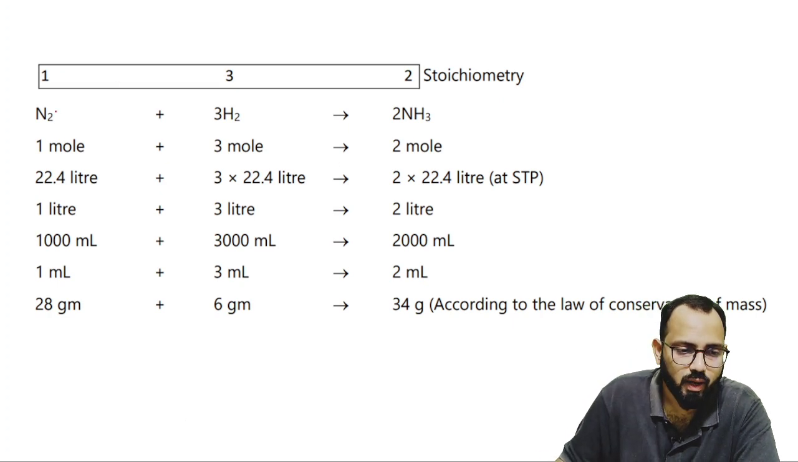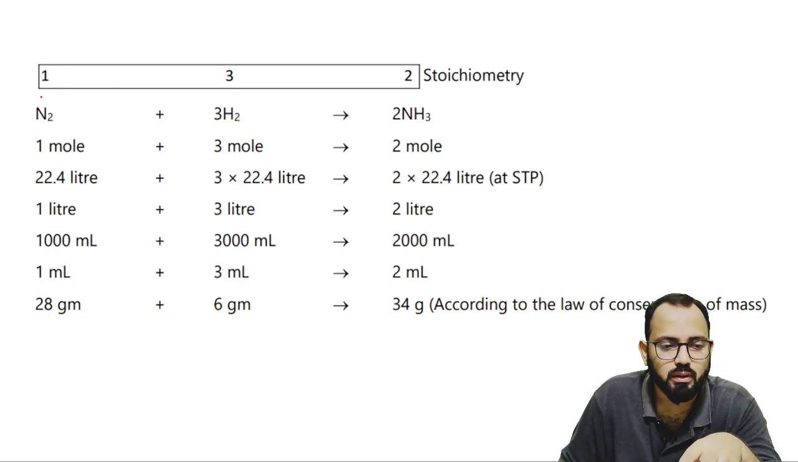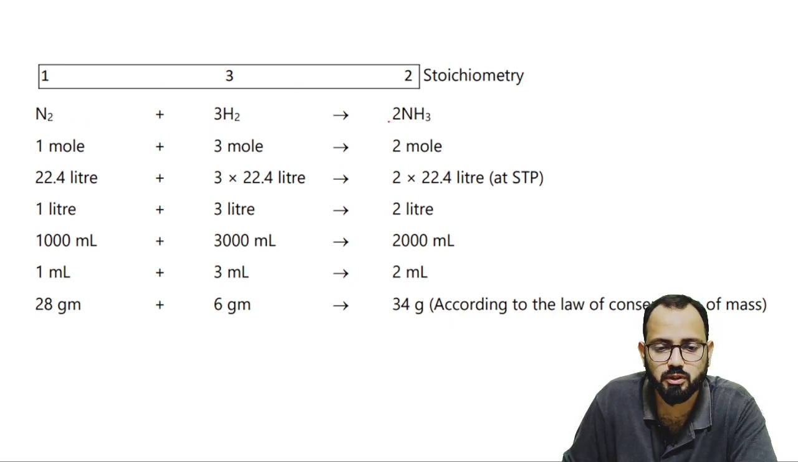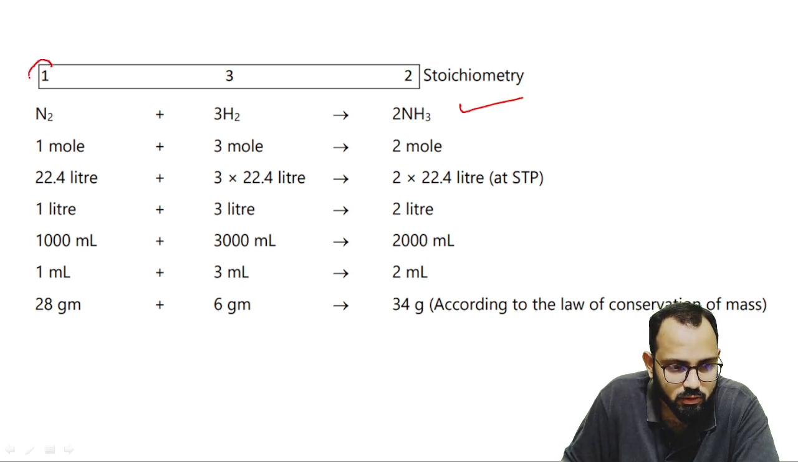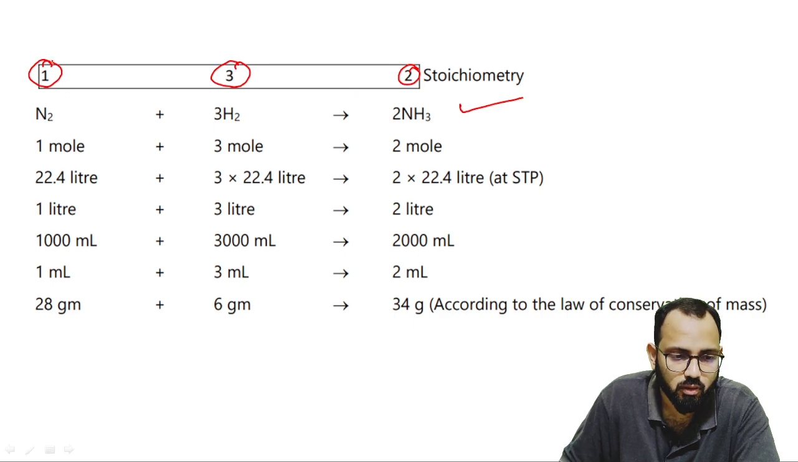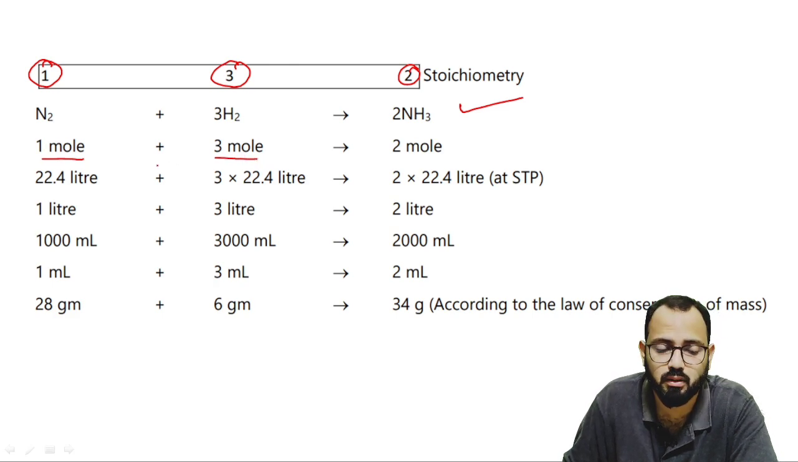So we are analyzing what all these stoichiometric coefficients represent. N2 plus 3H2 gives you 2NH3. This is a balanced equation. This 1, this 1, this 3, this 2. What do these represent? 1 mole of nitrogen reacting with 3 moles of hydrogen. We can talk like that.